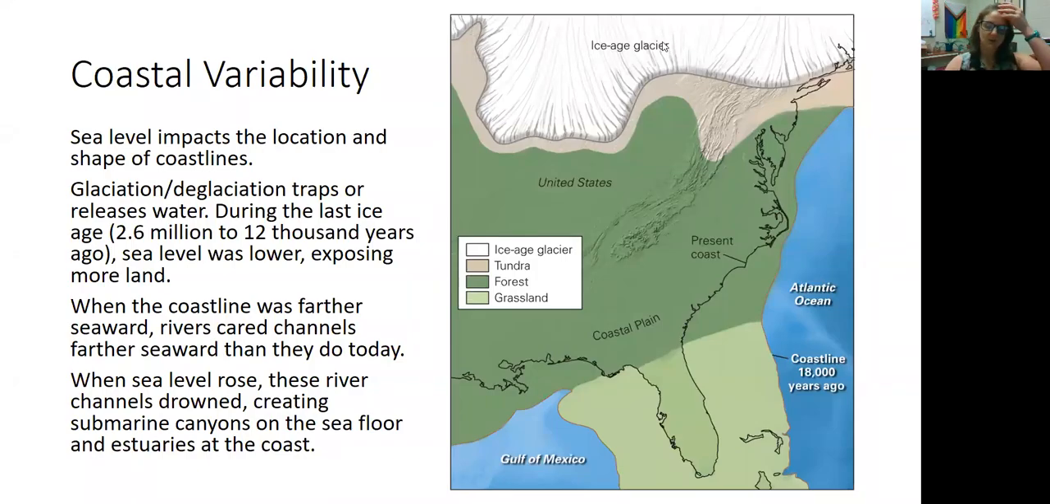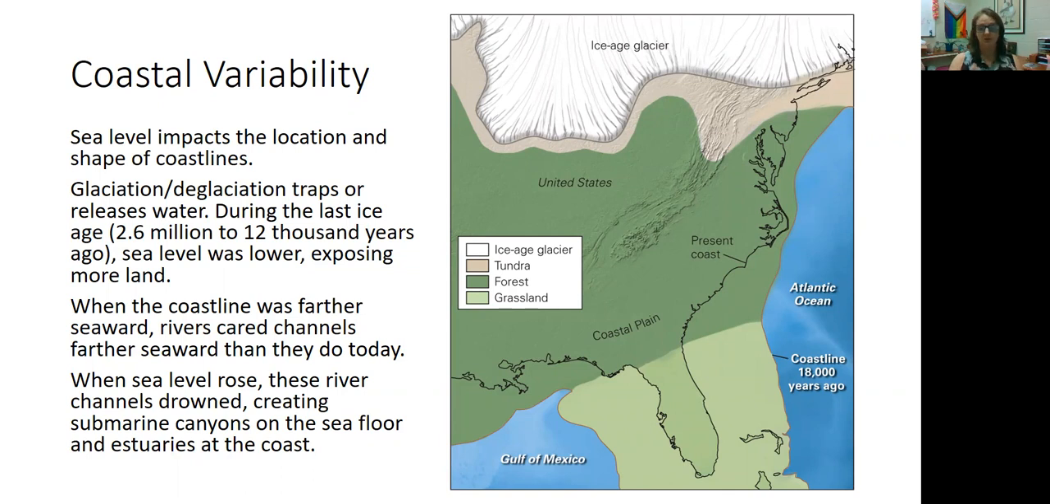Right, lastly, I want to talk about coastal variability. So we live on a coast, which is one of the most dynamic environments on Earth, meaning it's a place that changes a lot very quickly. And sea level is one of the things that influences our coast.